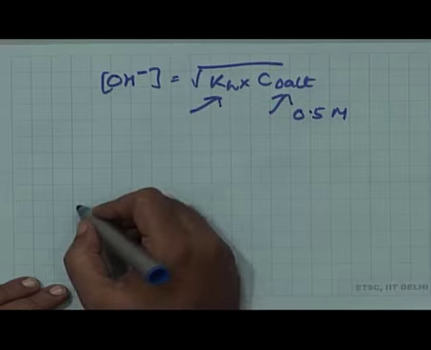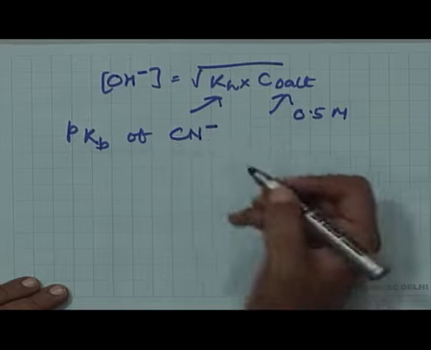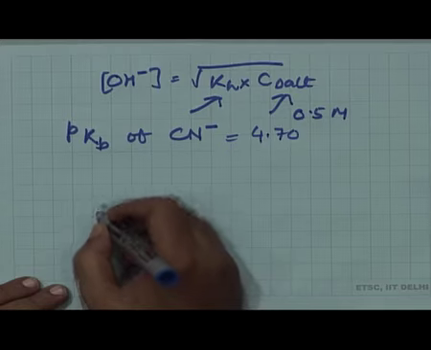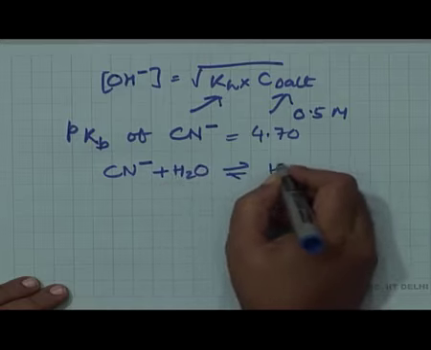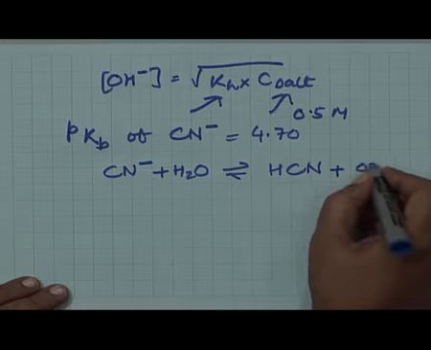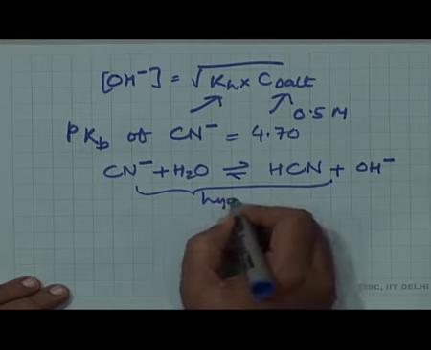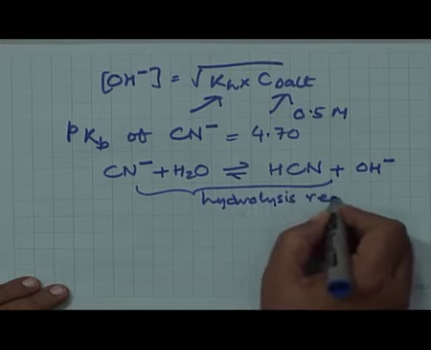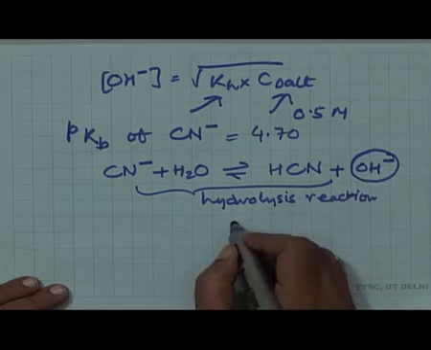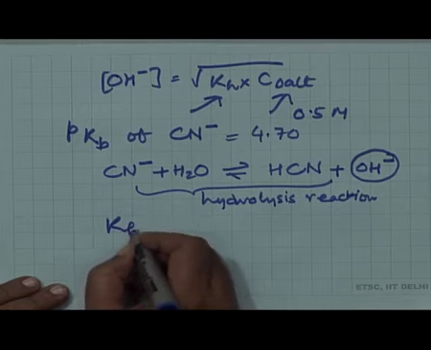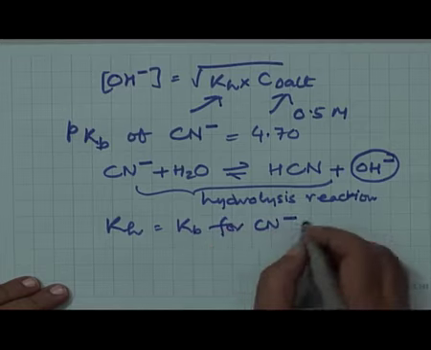We do not know the value of KH. What is given is pKb of cyanide ion, which is 4.70. So, if we take cyanide ion plus water, what we expect that will give you HCN plus OH minus ion, and this is also the hydrolysis reaction. And since OH minus ion is given in this reaction, KH is basically equal to Kb for cyanide ion.